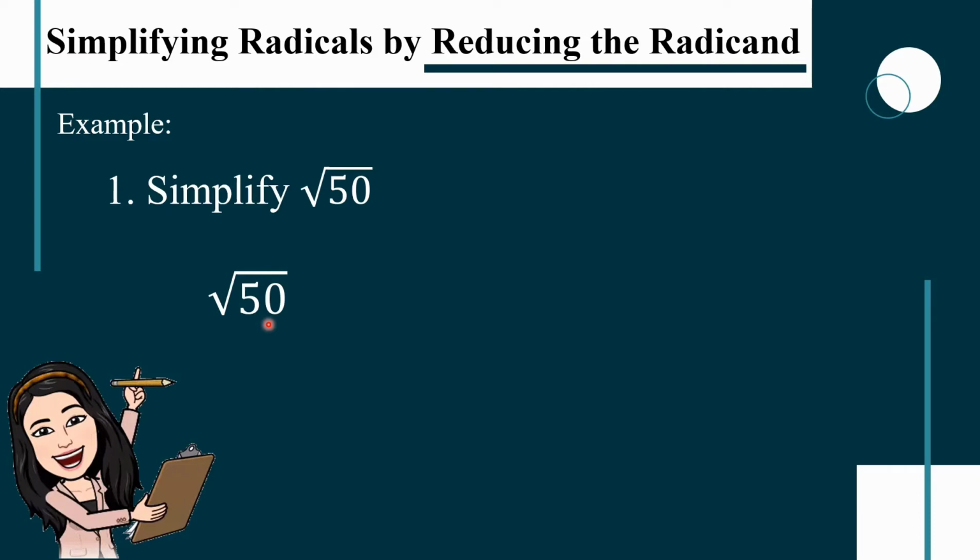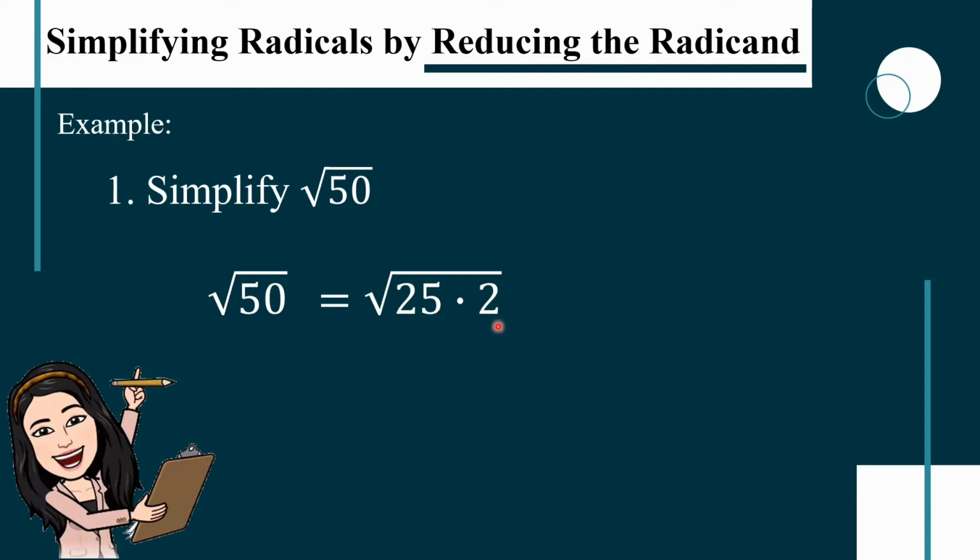Meron tayong 10 times 5. At meron din tayong 25 times 2. Tama ba? Okay, so doon sa mga factors na yon, meron ba tayong perfect square? Yes po, and that is 25. So, ibig sabihin, we can simplify it by getting the perfect nth power or nth root. So, that is 25 times 2. Ano nangyari? Kinuha po natin ang factors ng 50 na ang isa ay perfect square. And that is 25 times 2.